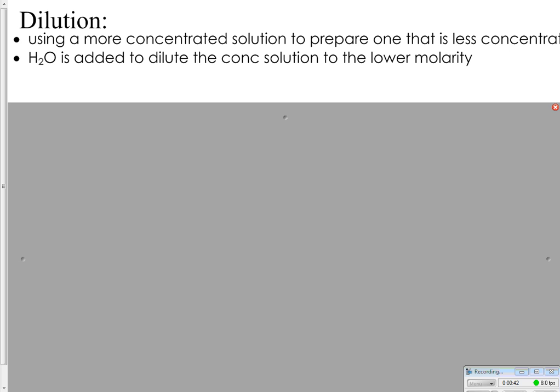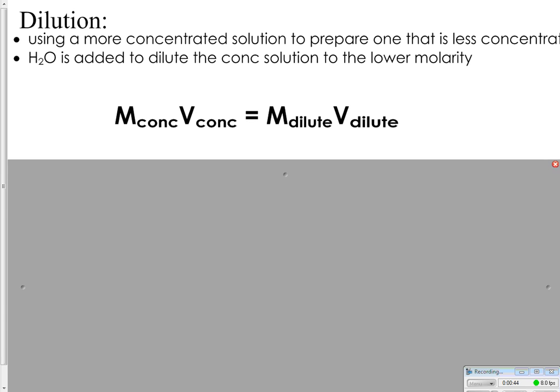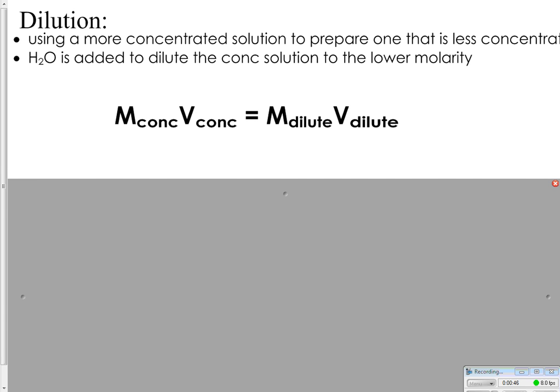But there's a really easy formula to follow to do this. Basically, we are going to use the molarity, so capital M, remember, is molarity, of the concentrated species times its volume, and that's going to equal the molarity of the dilute species times its volume. You might remember that molarity times volume always gives you moles. So basically what we're doing is keeping the moles the same, and we're just changing our volumes.